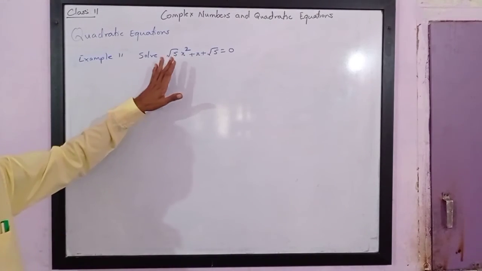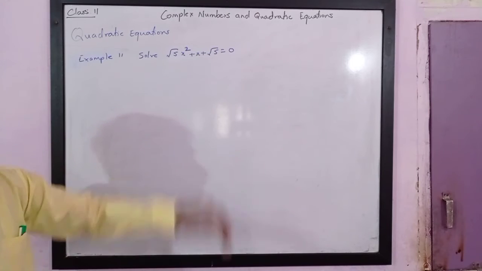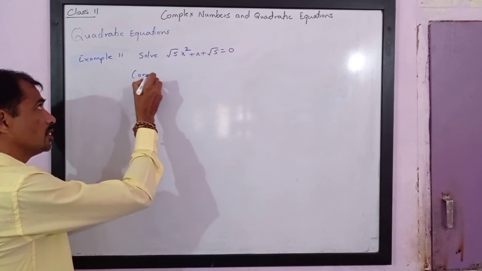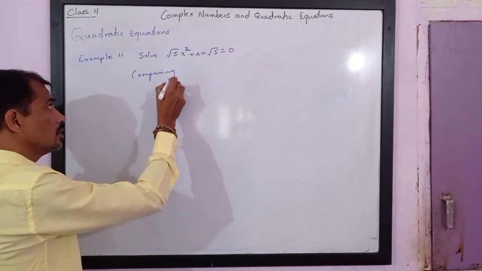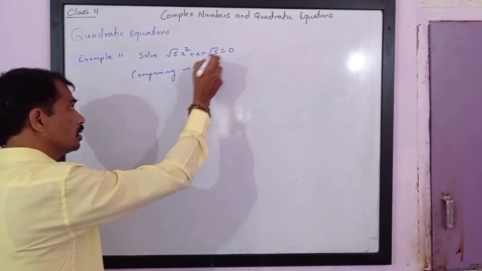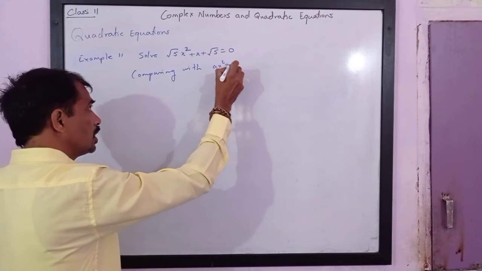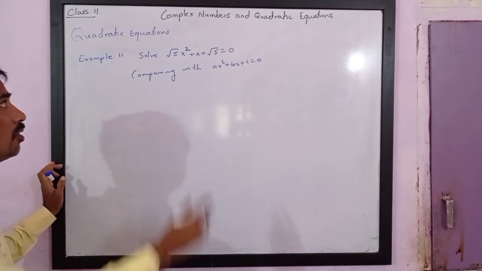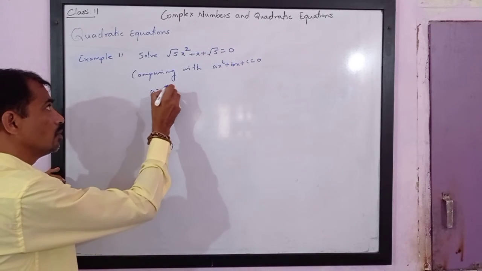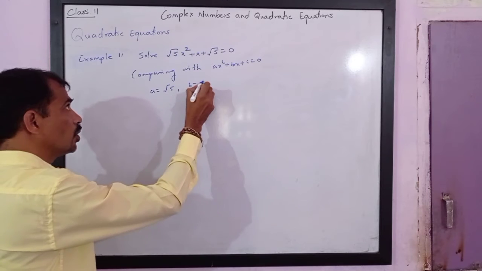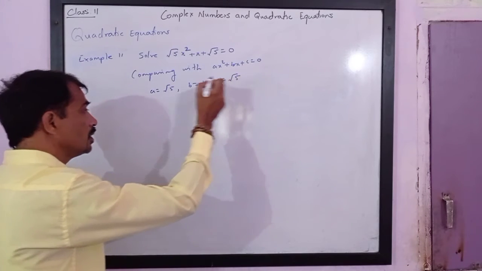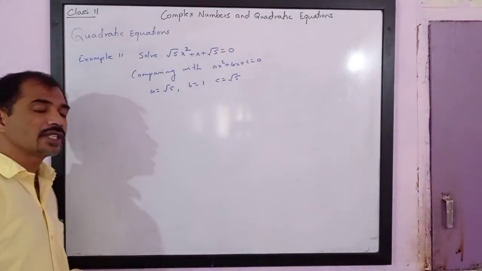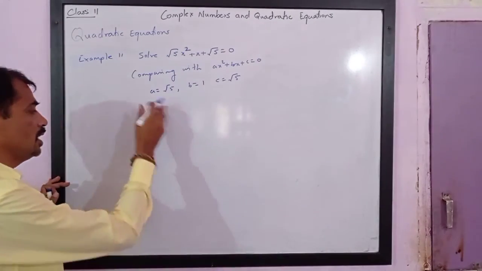Dear friends, next question is root 5 x square plus x plus root 5 equals to 0. Now if you compare with the standard form of quadratic equation, ax square plus bx plus c equals to 0, the general form of quadratic equation, we will get a is equal to root 5, b is equal to 1, c is equal to root 5. Now the discriminant is b square minus 4ac. You can find the value of the discriminant and then write the roots.